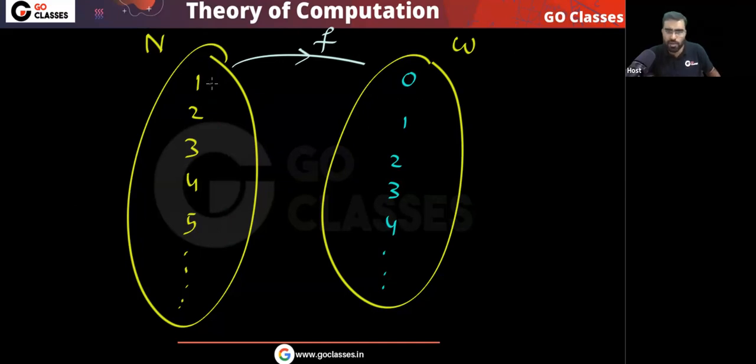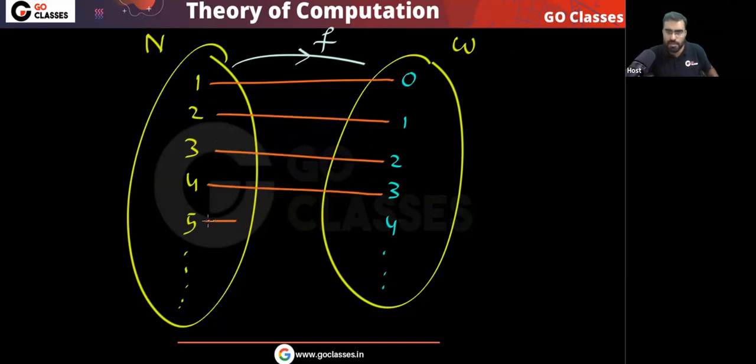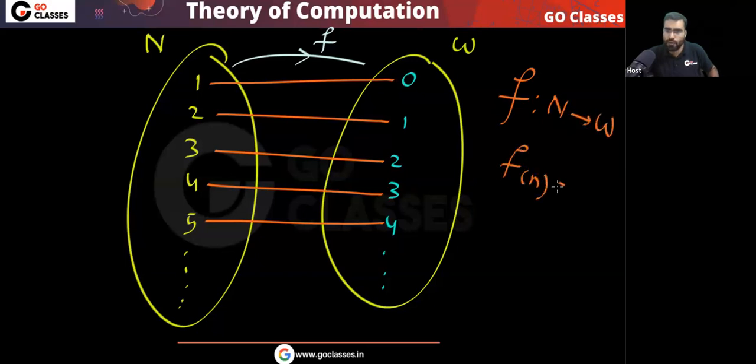Yes. Consider this one-to-one correspondence. You can easily see, from positive integers to W, I can give you this: F of n is equal to n minus 1. Yes or no?